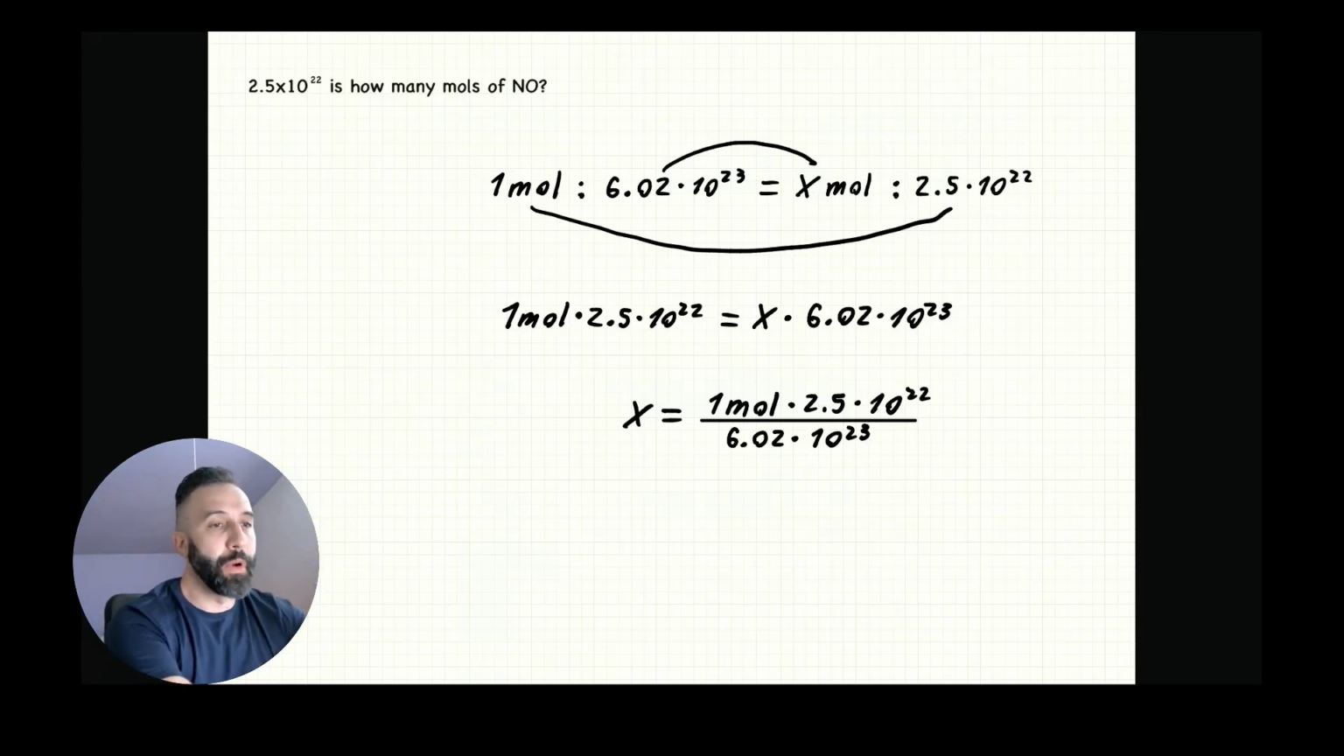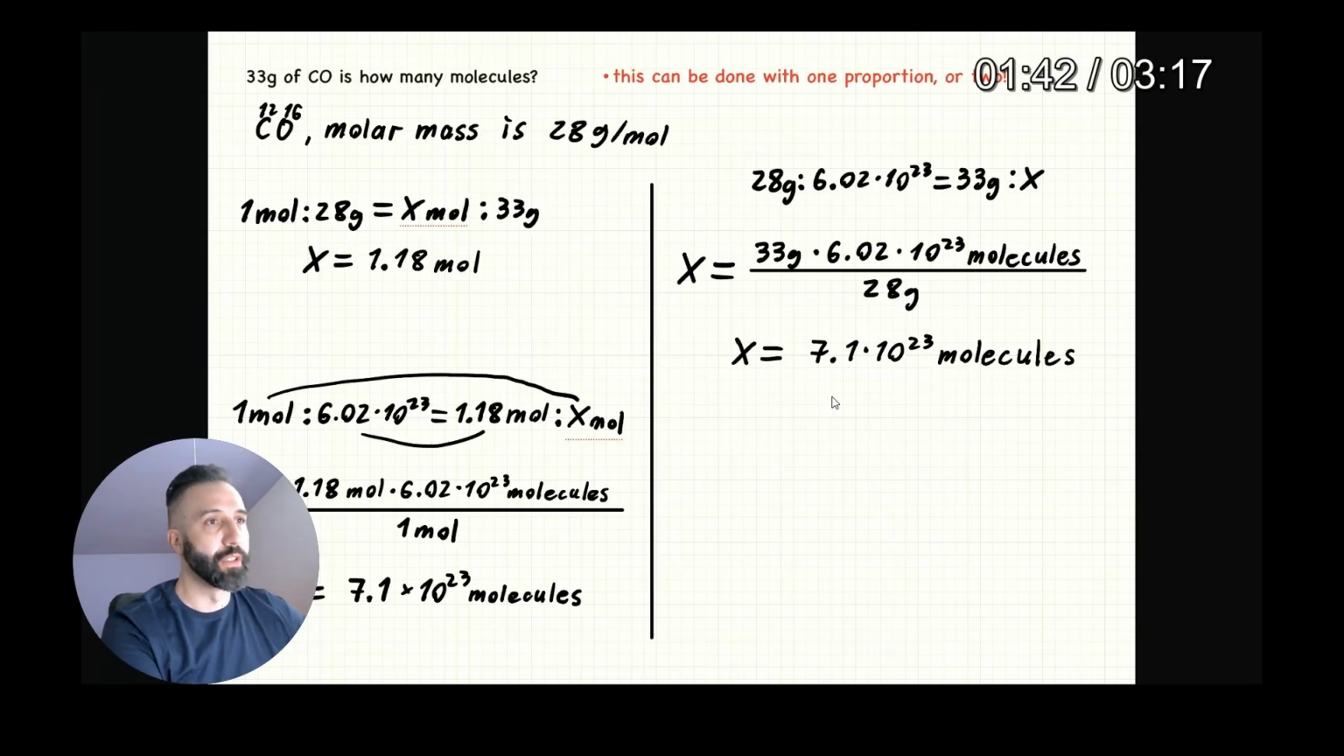So this is the first example. 2.5 times 10 to the power 22 is how many moles of NO? They didn't write here that this is molecules, but you can see this is a molecule. So this many molecules is how many moles? Well, I know 1 mole is Avogadro's number, right? Then X moles is this much. And I just multiply the outer and equalize that with the inner numbers, and I can just calculate this with a proportion very, very easily.